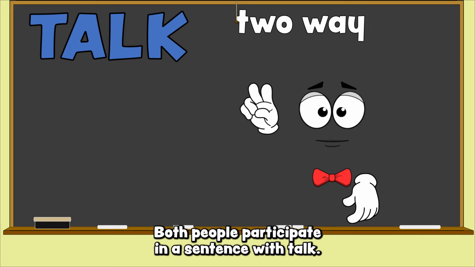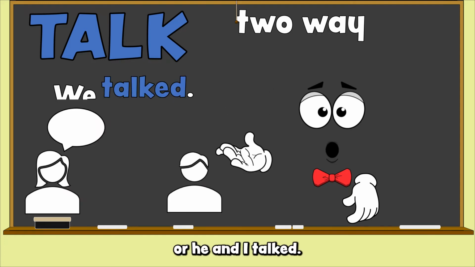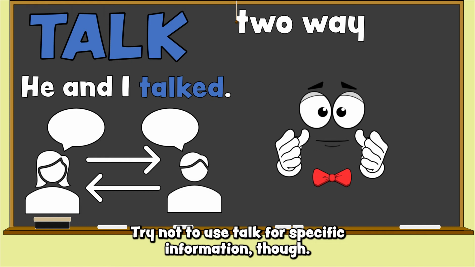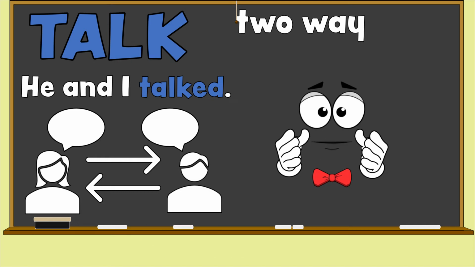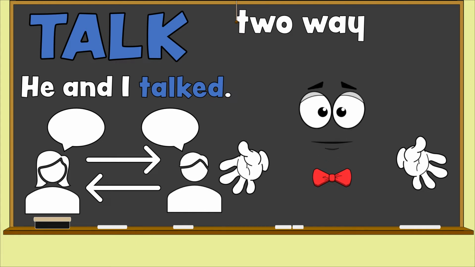Both people participate in a sentence with talk. You can have the two parties be the subject, as in, we talked, or he and I talked. Try not to use talk for specific information, though. It's more about the overall topic and less about details.